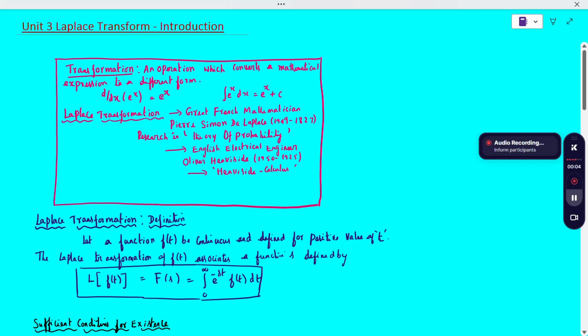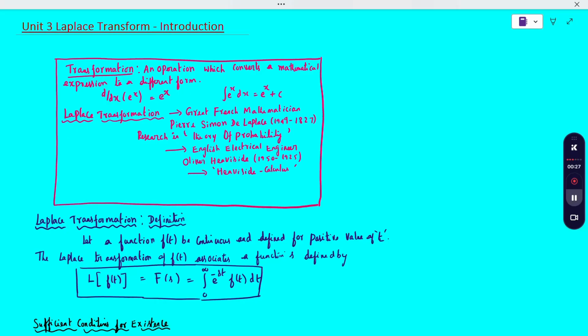Hi all, today's topic is Laplace transformation introduction. Before going with the definition of Laplace transform, what do you mean by transformation? An operation which converts a mathematical expression to a different form. For example, differentiation of e to the power x is e to the power x. Integration of e to the power x dx is nothing but e to the power x plus c. So when I convert to some other variable, it's called a transformation.